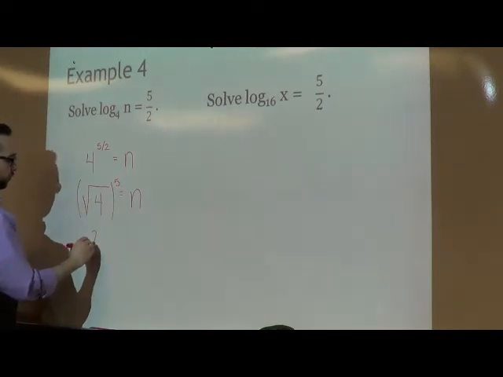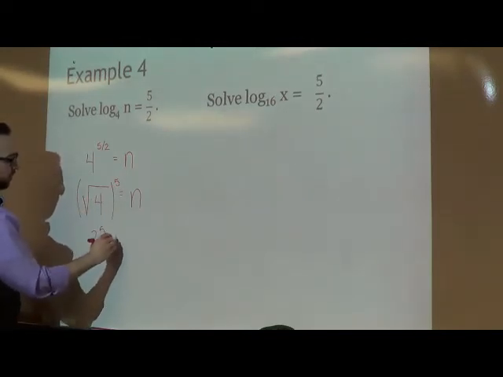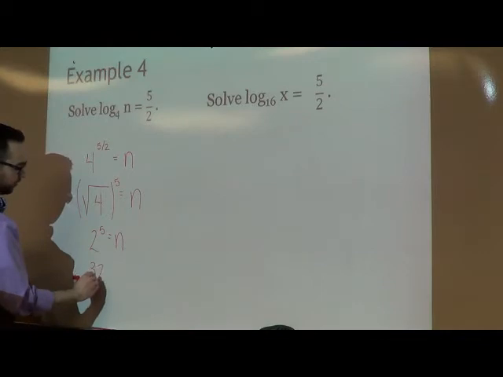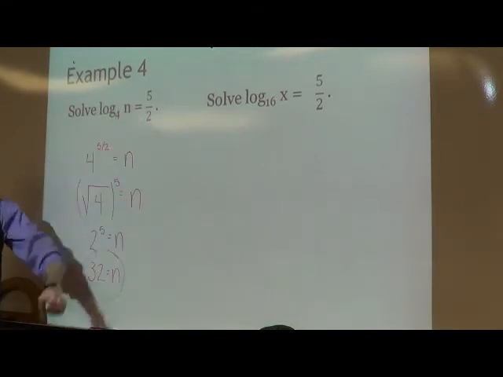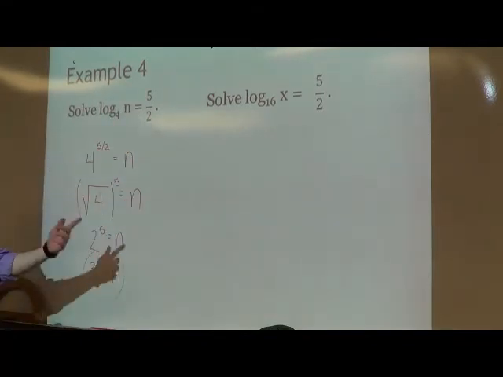The square root of 4 is 2. 2 to the 5th power is going to be 32. So then you would say log base 4 of 32 is 5/2. Same thing over here.